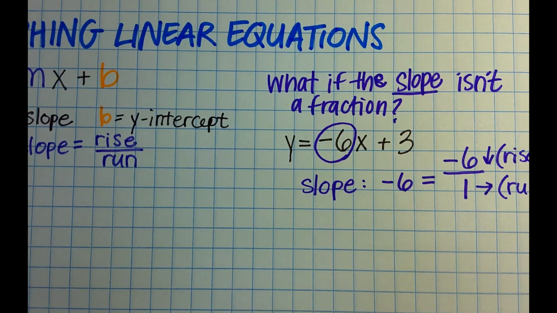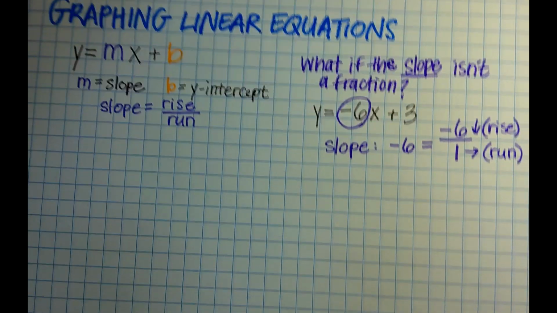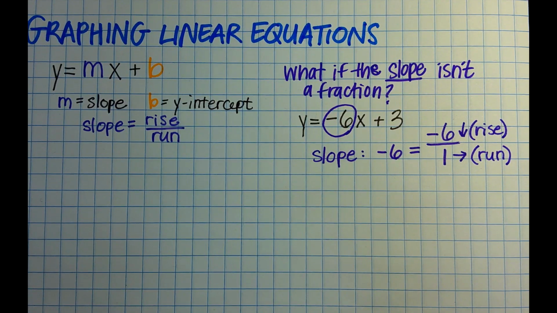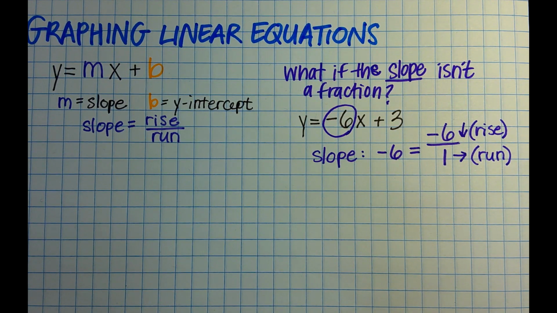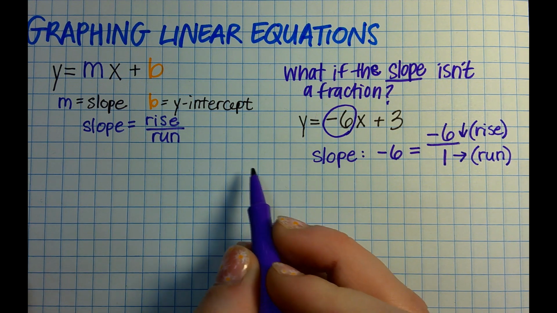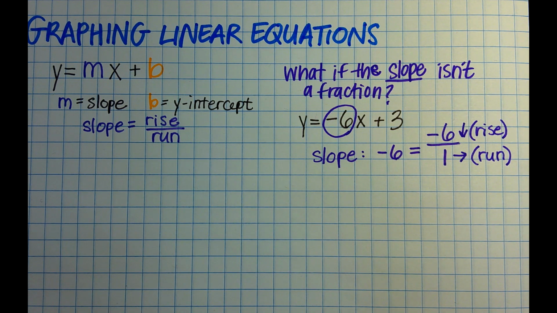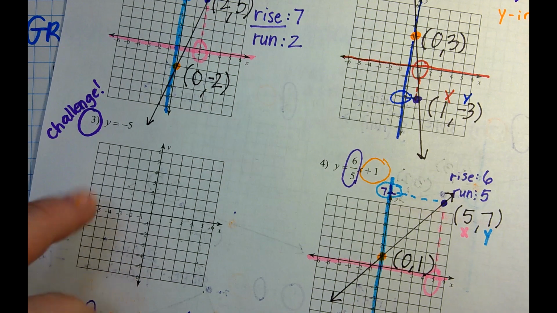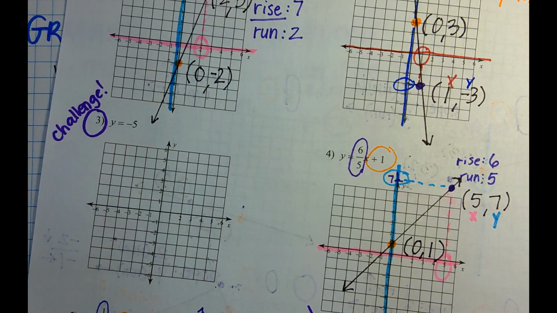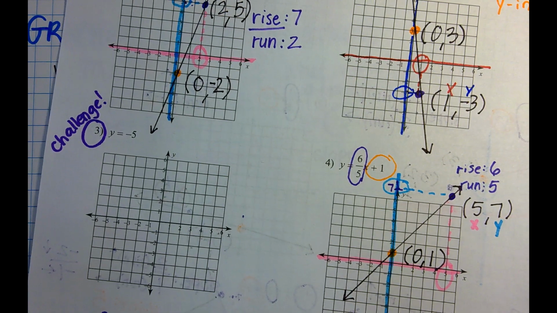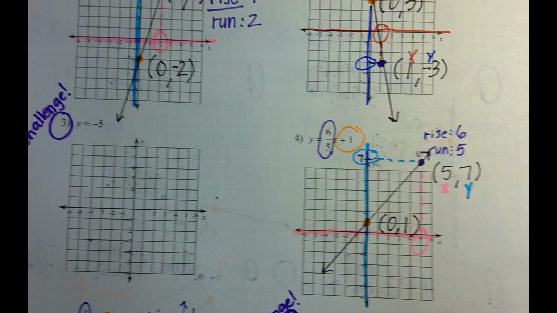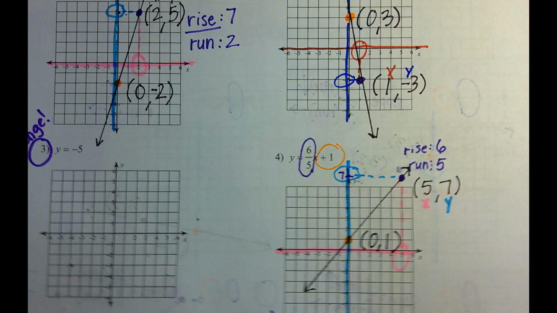So now there are still a few more that we have not addressed. We have equations where we have, let's see, what if we have an equation like number 3, where it just says y equals -5? Okay, that's interesting. Y equals -5.